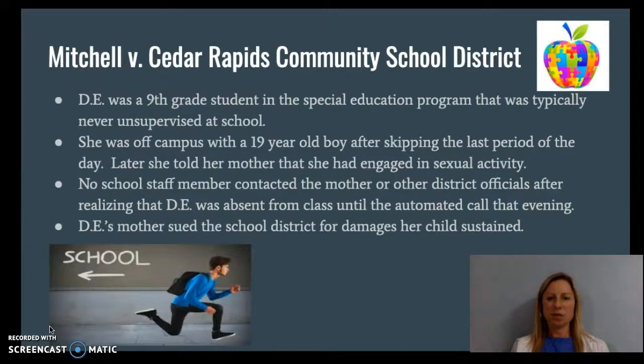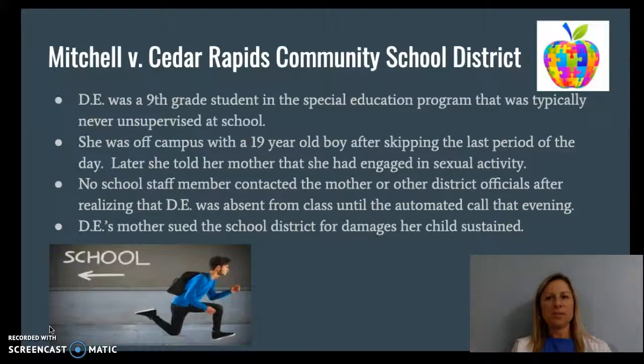The next court case that I looked at was Mitchell versus Cedar Rapids Community School District. And the student's name is, they're just going by DE, was a 9th grade student that was a special education student, typically was always supervised while at school. And she was found off campus with a 19-year-old boy after she had skipped the last period of the day. And later she had told her mother that they had engaged in sexual activity while they were off campus.